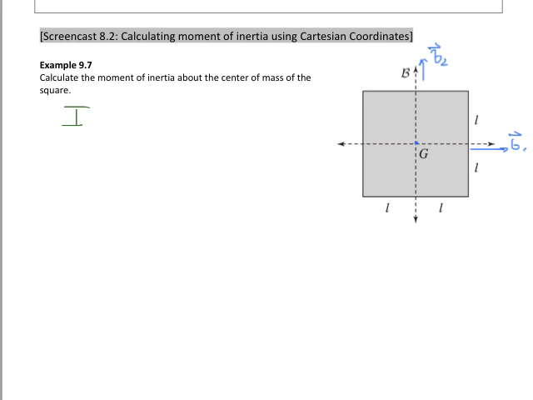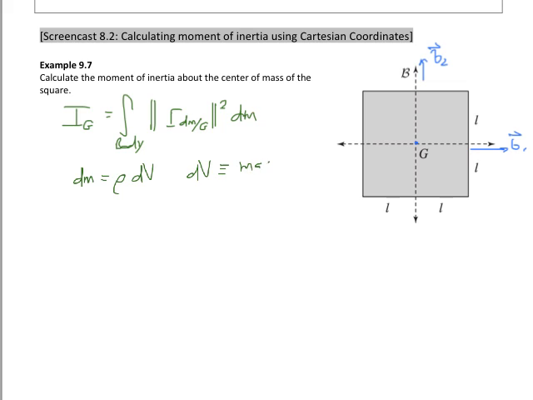So our equation for this, the inertia about the center of mass for planar motion, is the integral across the body of the norm of the position vector of our differential element with respect to the center of mass squared, integrating that over all the differential masses. And this is where dm, our differential element, is equal to rho dV, and dV, because we're in planar motion, has units of mass divided by length squared.